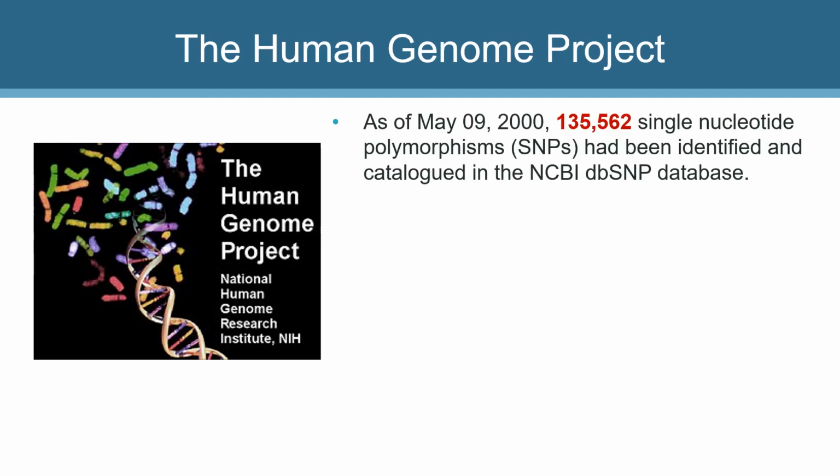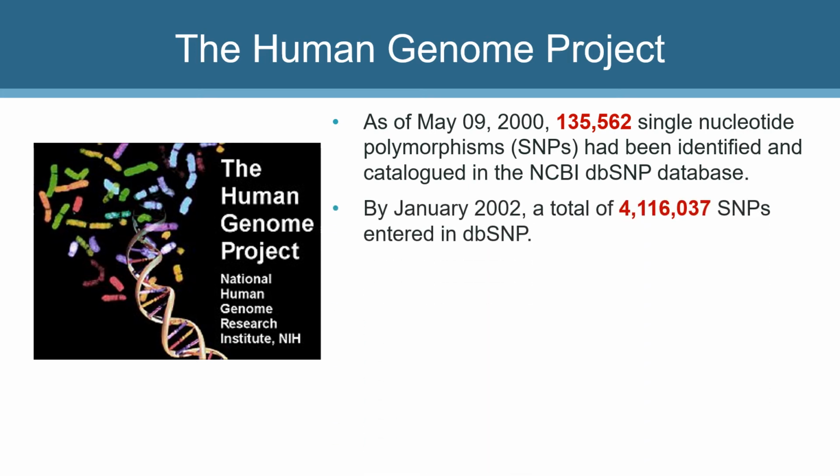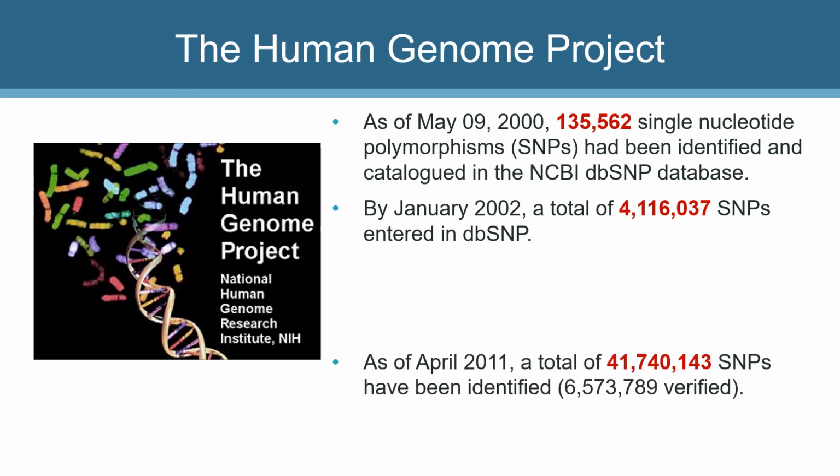As of May 2000, when the first drafts of the human genome were being generated, a little over 135,000 variants, or single nucleotide polymorphisms, or SNPs as they're known, had been identified and cataloged in the NCBI dbSNP database. By January 2002, a total of 4 million SNPs had been entered in dbSNP, and as of April 21, 2011, a total of 41 million SNPs had been identified.